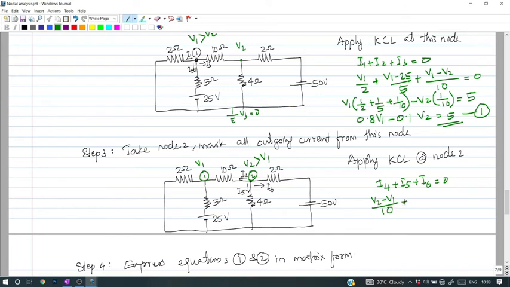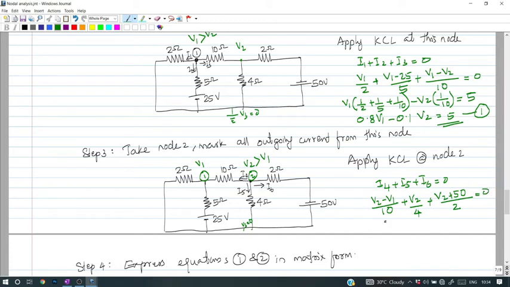What is I5? This point is at 0 potential. V3 is 0. So the potential across the 4 ohm resistor is V2 itself. So I5 is V2 divided by 4 and I6 is V2 plus 50 divided by the resistance value, which is 2. The sum is equal to 0.